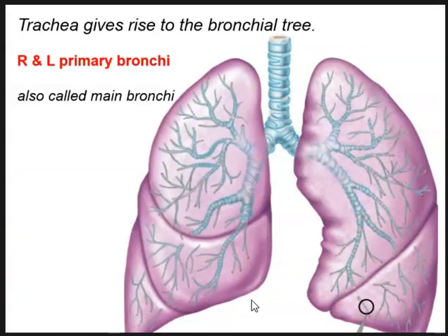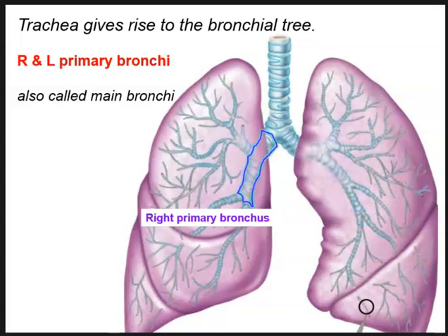So the trachea will give rise to the bronchial tree. We have right and left primary bronchi, also called main bronchi. So this is the right primary bronchus, also called the right main bronchus, and here we have the left primary bronchus or the left main bronchus. You can pick one way to name your primary bronchi or main bronchi, just make sure it's spelled correctly.